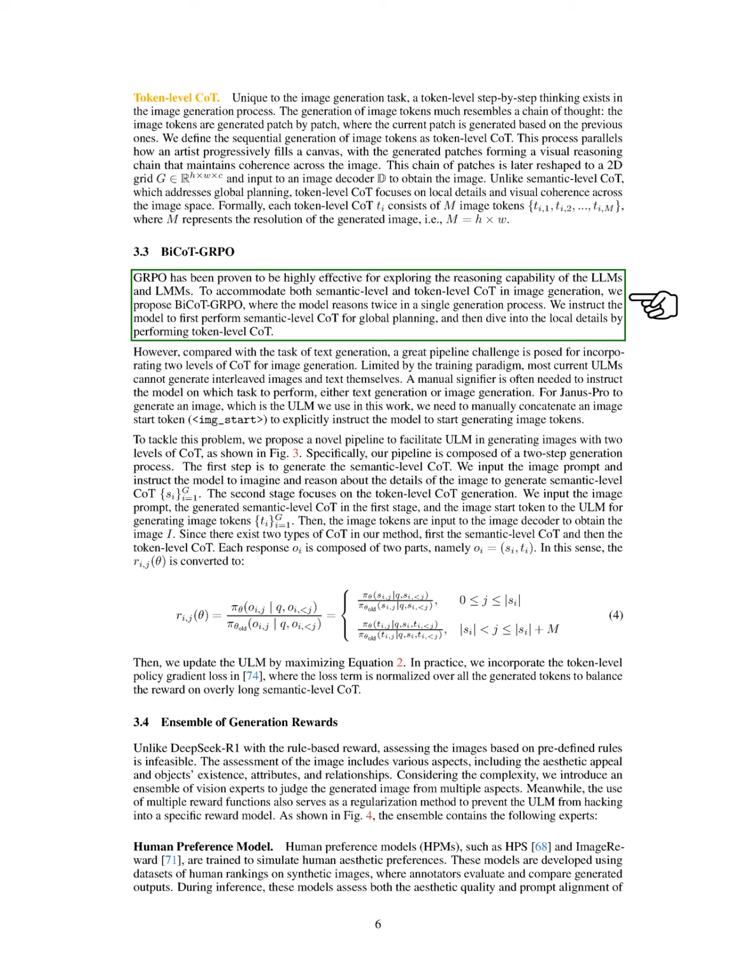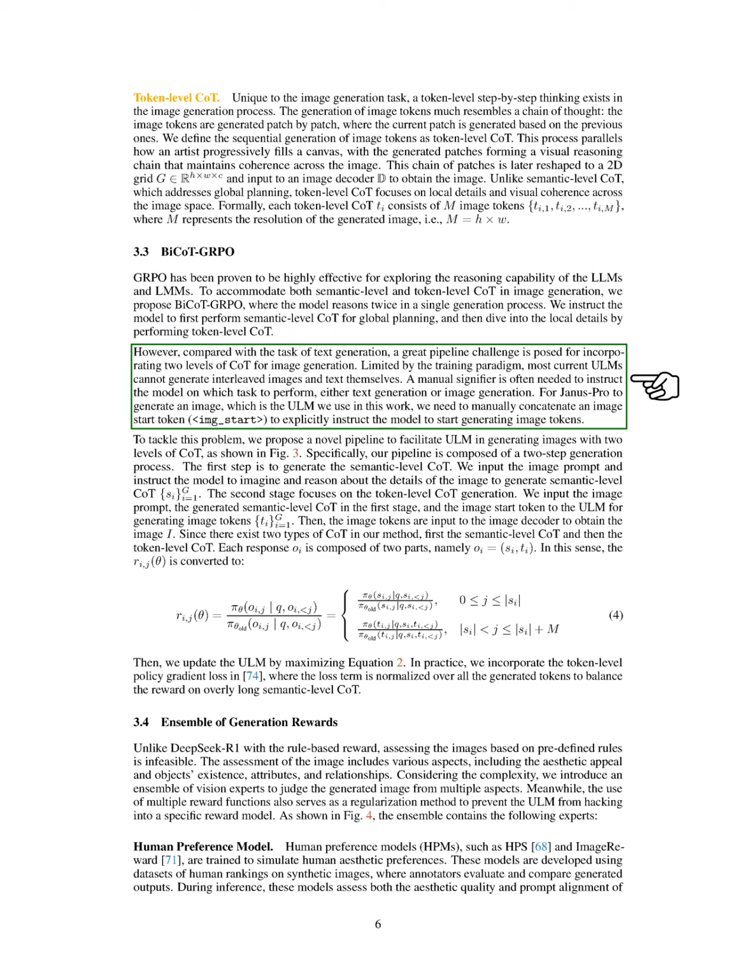Each token-level CoT consists of a number of image tokens, where the total number corresponds to the image's resolution. Next, we introduce BiCoT GRPO, a method that effectively combines both semantic-level and token-level CoT in image generation. We first guide the model to perform semantic-level CoT for global planning, followed by a focus on local details through token-level CoT.